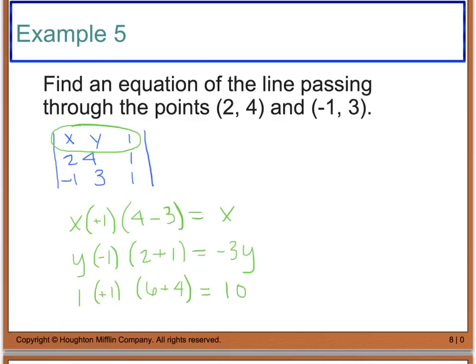So I'm going to take all of the individual pieces that I just found, and I get x minus 3y plus 10 is all equal to 0, because I know that the determinant of this equals 0. And that's how I find my equation of the line that passes through those 2 points.